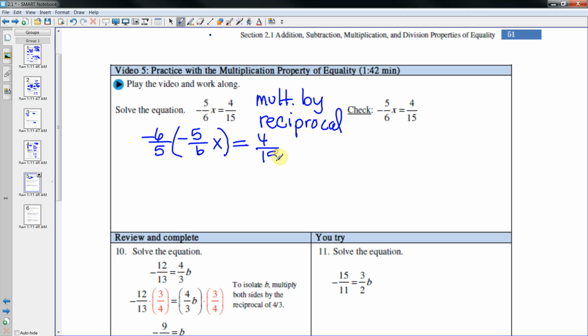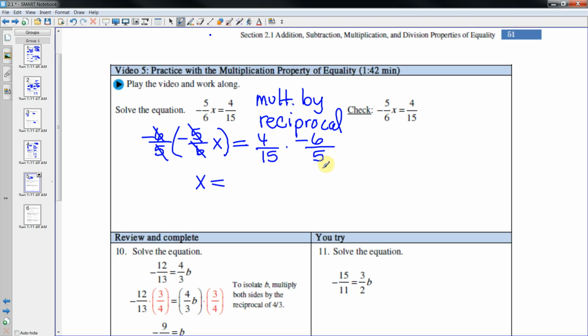So if I multiply by negative 6 over 5 on one side, I'm going to come over here and do that on the other. So over here you can see the 6's would cancel, the 5's would cancel, negative 1 times negative 1 would give me positive x. That's what I'm looking for. So then we just need to work out the right hand side.